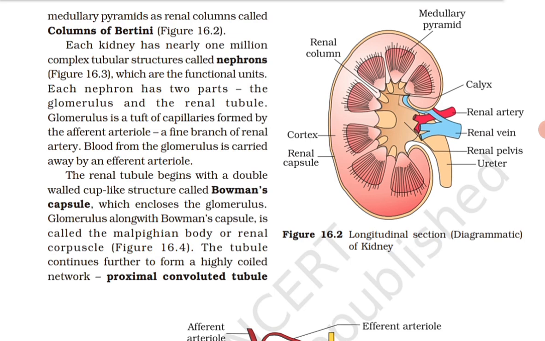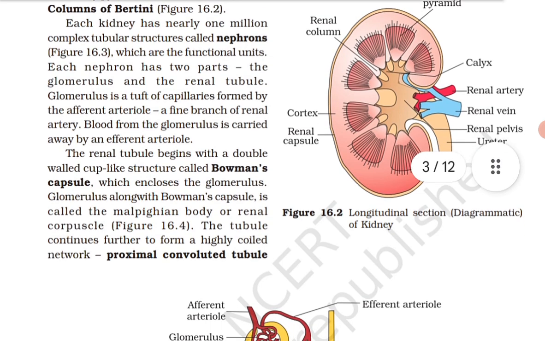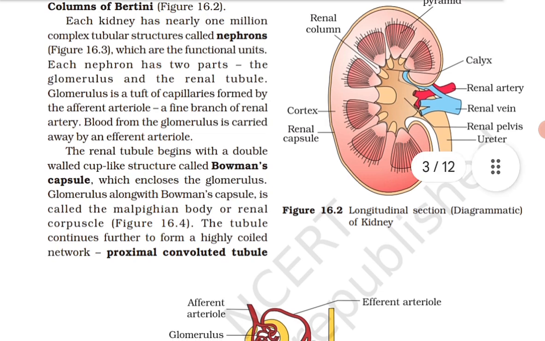The renal tubule begins with a double-walled cup-like structure called Bowman's capsule, which encloses the glomerulus. Glomerulus along with Bowman's capsule is called the Malpighian body or renal corpuscle. What is called the Malpighian body and renal corpuscle? Glomerulus along with Bowman's capsule.